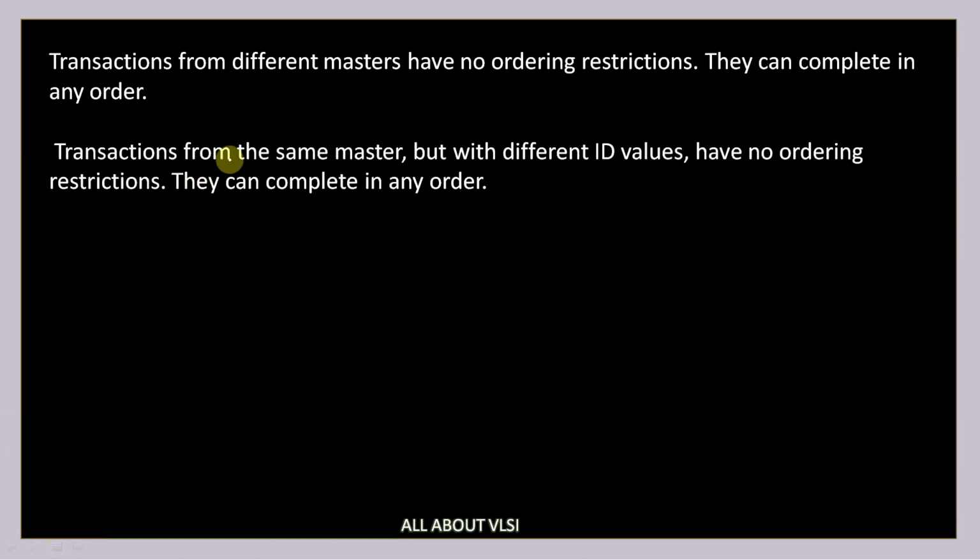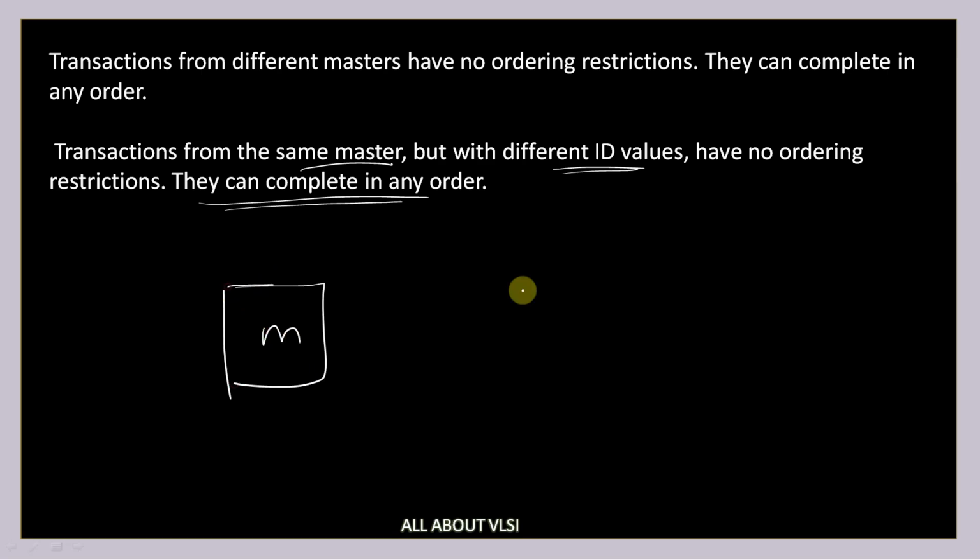Now, the transactions from the same master but different ID values have no ordering restrictions. They can complete in any order. What do I mean by this? Let's say I have a single master and a single slave like this, but I have 5 channels.